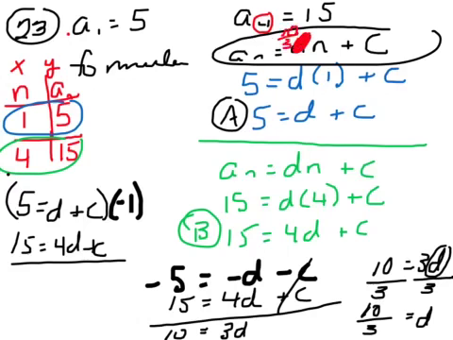The only thing now I don't have is my c, because I want an x and a y in a formula, don't I? I want my n and my a sub n because I want to be able to plug in any n I want to and get the a sub n that goes with it. So now I have to find the c, okay?